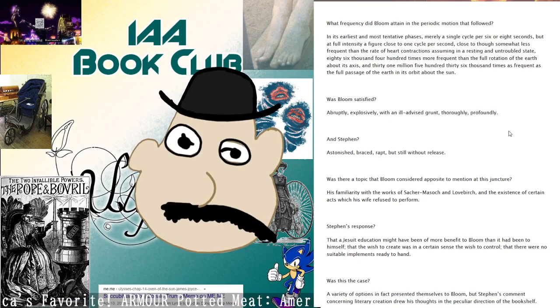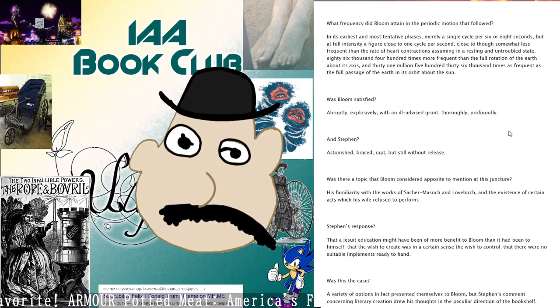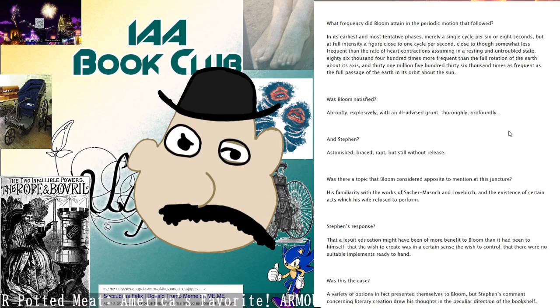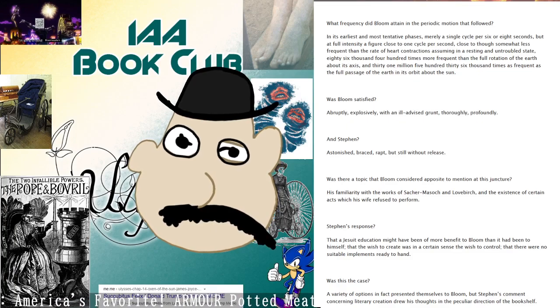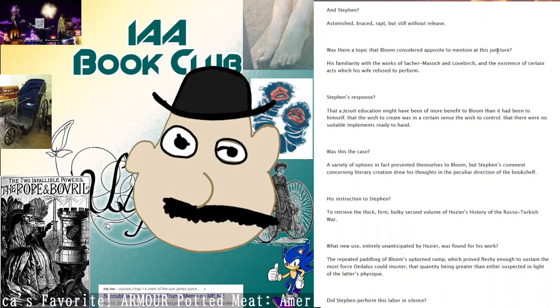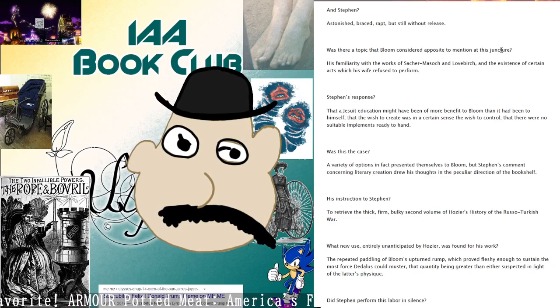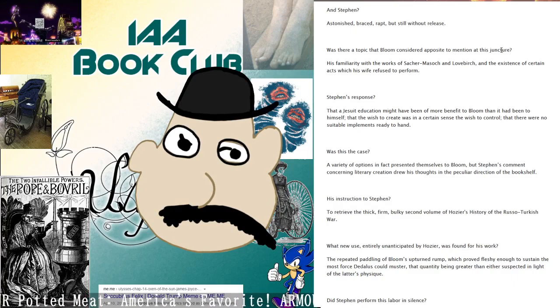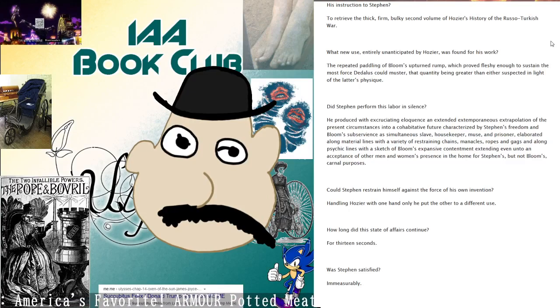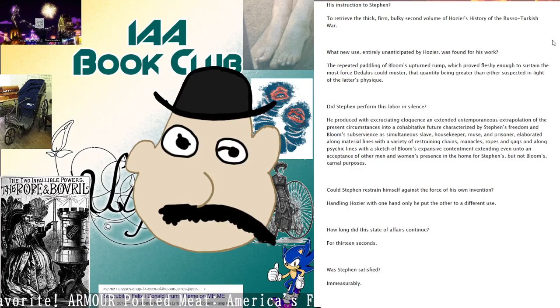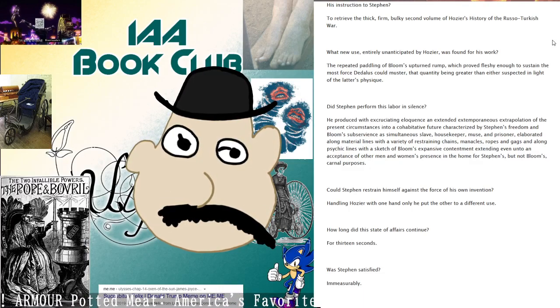Steven's response? That a Jesuit education might have been more of benefit to Bloom than it had been to himself. That the wish to create was in a certain sense the wish to control. That there were no suitable implements ready to hand. Was this the case? A variety of options, in fact, presented themselves to Bloom, but Stephen's comment concerning literary creation drew his thoughts in the peculiar direction of the bookshelf. His instruction to Steven? To retrieve the thick, firm, bulky second volume of Hosier's History of the Russo-Turkish War.